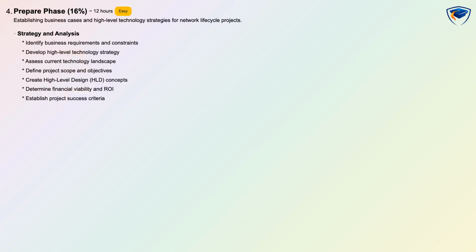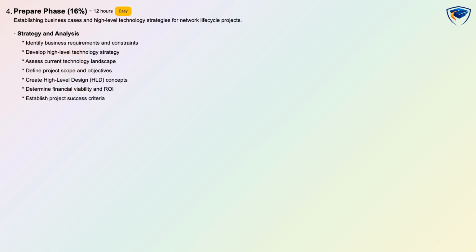Prepare phase is 16%, easier than other domains, and takes about 12 hours with conceptual and scenario assessments. Here you establish business cases and high-level technology strategies by identifying business requirements and constraints and assessing the current technology landscape. You will define project scope and objectives, develop high-level design concepts, determine financial viability and ROI, and set success criteria to guide life cycle projects.